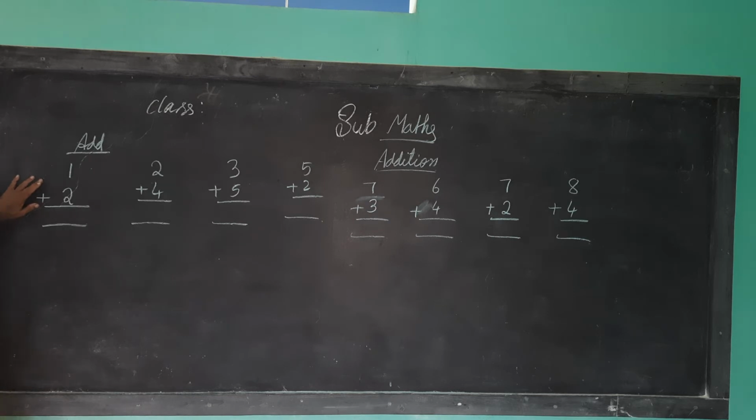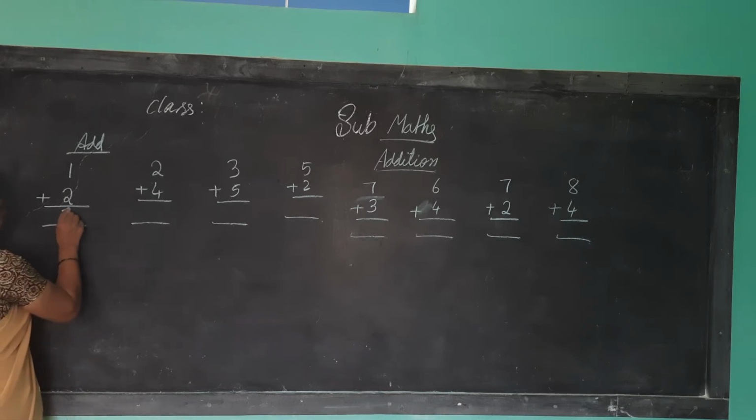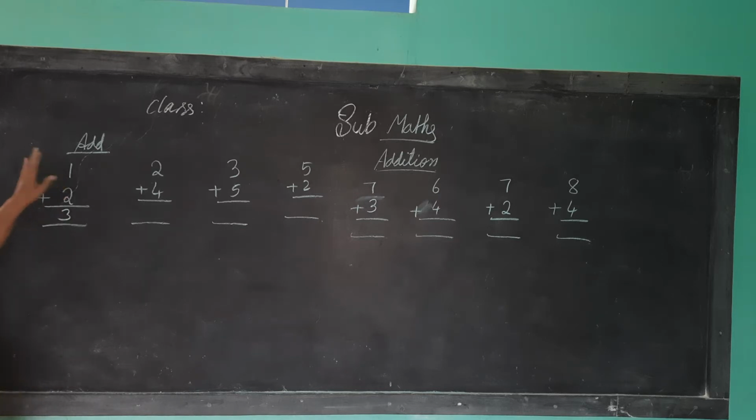See, children, you can keep one number in the mind and keep one number on the finger also, you can add. See, 1 in the mind, 2 on the finger. After 1, 2, 3. What, children? 1 in the mind, 2 on the finger. After 1, 2, 3.